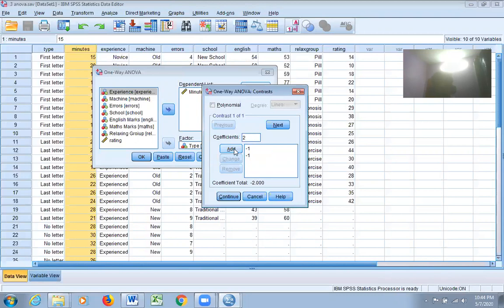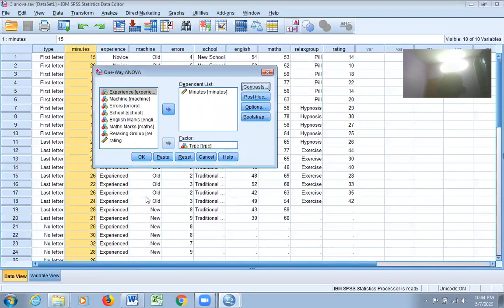So I just type to add, so that the coefficient total is always 0. Here you can put any number, maybe -5 plus 10, or -100, -100 plus 200. But the result should be that the coefficient total is 0. So I have decided to have a planned comparison.